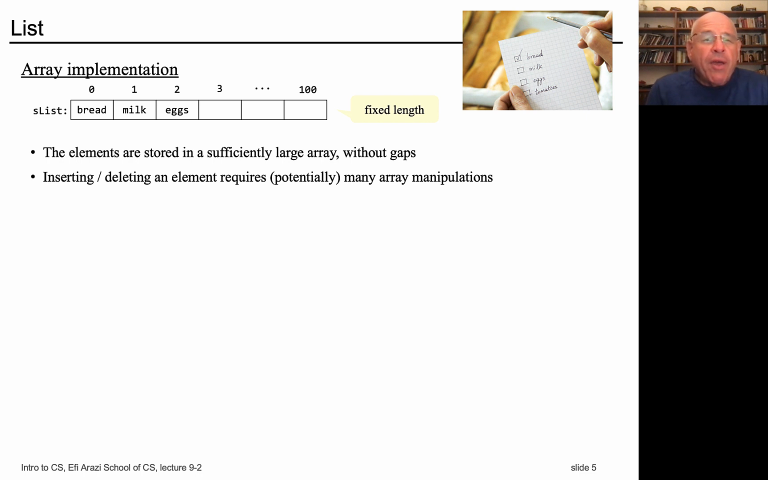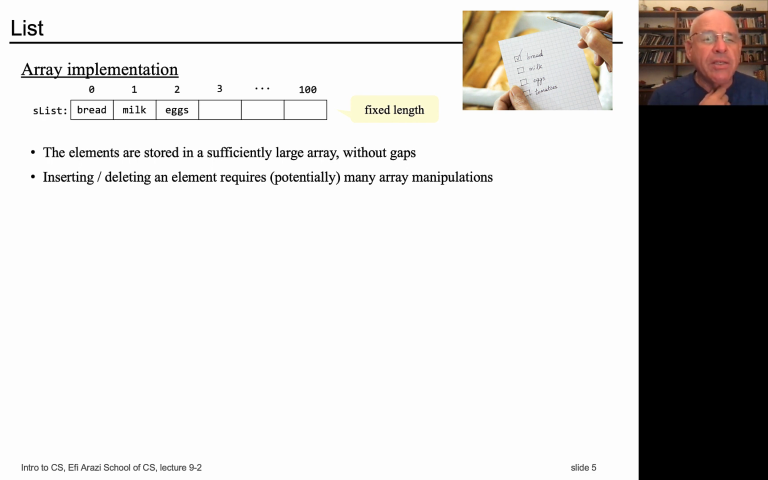Well, if we have an array and we want to maintain the list in an array, then the elements will be stored in a sufficiently large array. For example, I can assume that, when I go to the supermarket, I never have more than 100 different things to buy. So I will always allocate an array of 100 elements. I will call it S-list for shopping list. And I'm not going to allow gaps in the array.